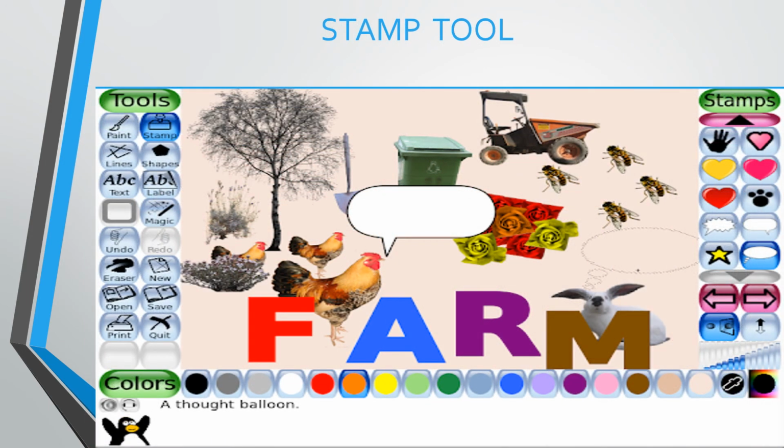Now the stamp tool. When you use the stamp tool, you can't draw the pictures, but you can click on any stamp and it will appear on the drawing canvas. So there are so many stamps present in the stamp area. So the stamp tool works like a sticker or a rubber stamp.